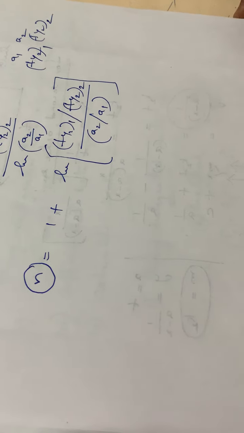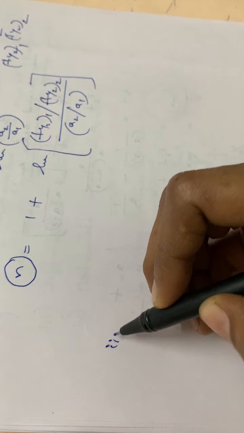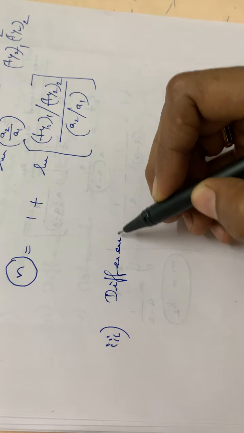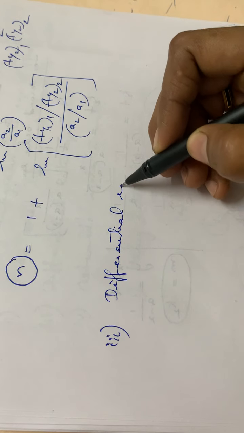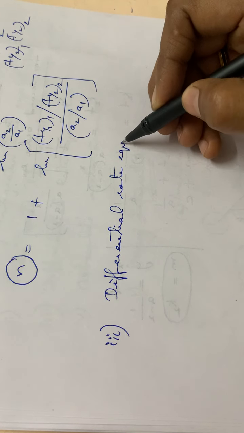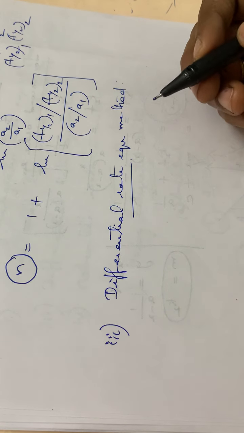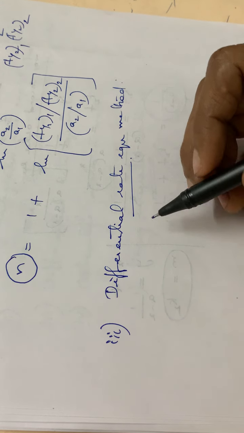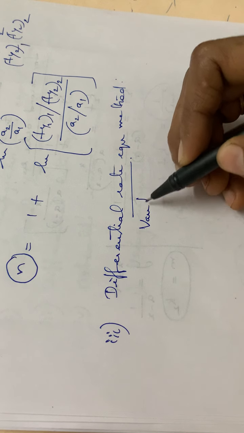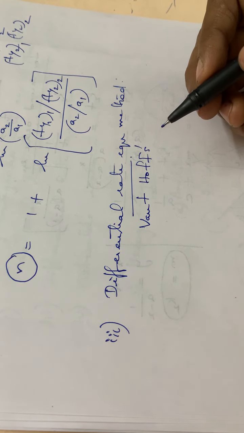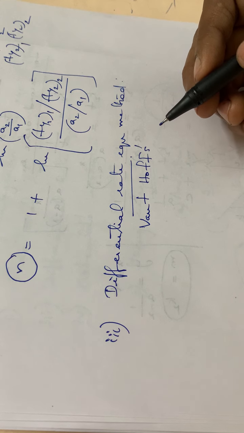Then the next one, the third one, is the differential rate equation method. This differential rate equation method was devised by Van't Hoff. So it is otherwise called Van't Hoff's differential rate equation method.